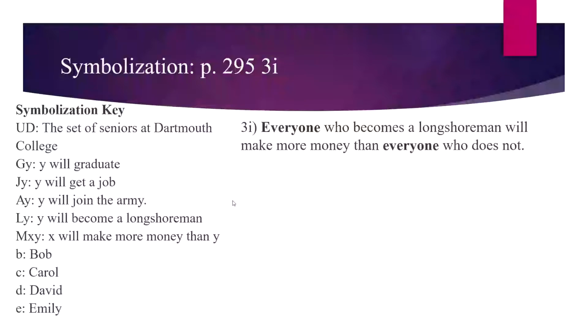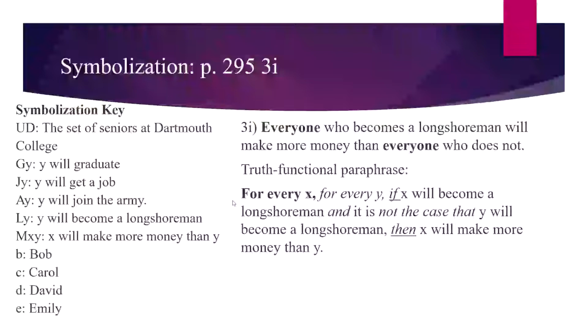So the way that we paraphrase this is, for every x and for every y, if x will become a longshoreman and it's not the case that y will become a longshoreman, then x will make more money than y. We have to have those 2 separate quantifiers to be talking about someone who becomes a longshoreman and someone who doesn't, to compare them. And we will be using a material conditional in the scope of those quantifiers. So we're saying for every x and every y, if x becomes a longshoreman and y does not, then x will make more money than y.